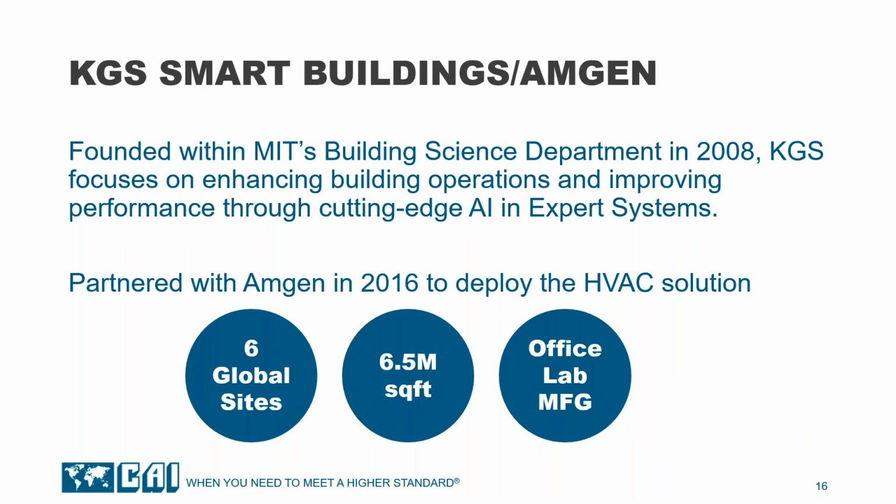Now, KGS Smart Buildings was founded out of MIT's Building Science Department in 2008, and they focus on enhancing building operations and improving performance through AI systems. Okay, and we're going to get a little bit into the technical side or the science behind this, but I am not an expert in this, and I won't try to pretend to this group to be so. So KGS Smart Buildings and Amgen partnered in 2016 to deploy an HVAC solution.